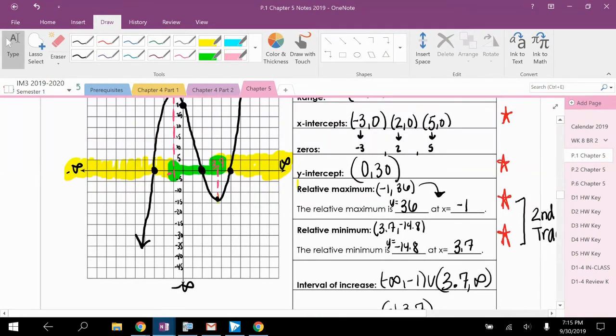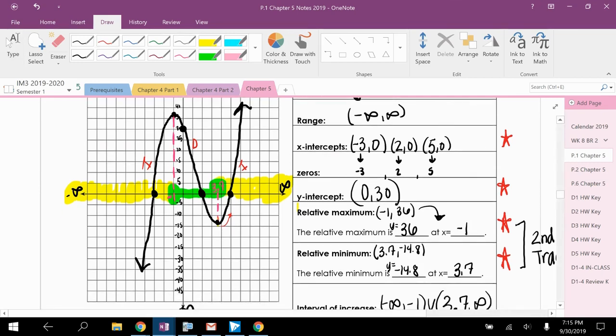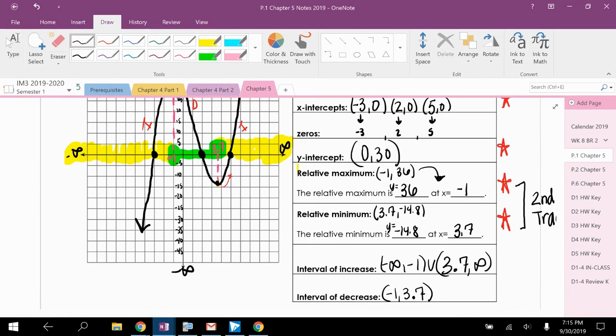You can see here from left to right, my graph is going to increase, and then it's going to start to decrease, and then it's going to increase on this last part. So there were two pieces that increased on the graph, and there was one piece that decreased. Okay, that's always going to happen with cubics. It's going to happen a lot. Okay, again, only the x values are used for interval of increase and decrease. So x values only.